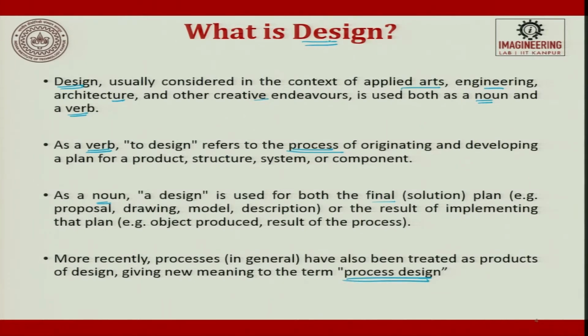So, initially we started with design. Design can be spelt in 2 ways: it can be used as a verb, it can also be represented as a noun. If it is a verb, it is a process, and today this process is also being applied to processes of converting raw material into finished product. So, now it has become process design. When we talk about a noun, it is used for the final plan or for preparing or implementing a final plan, and we call it a design.